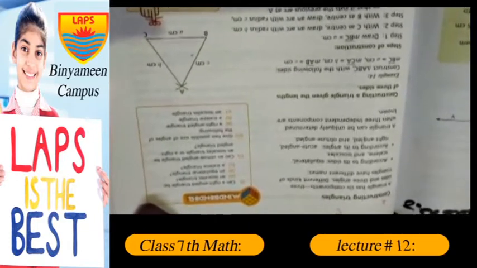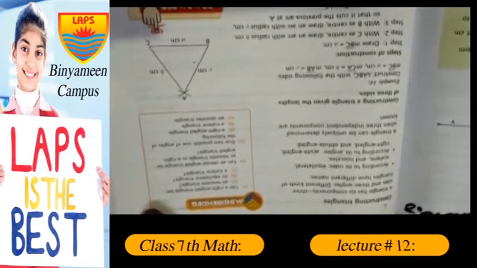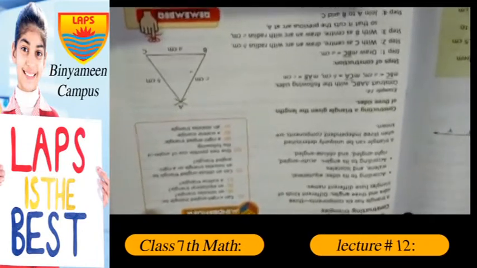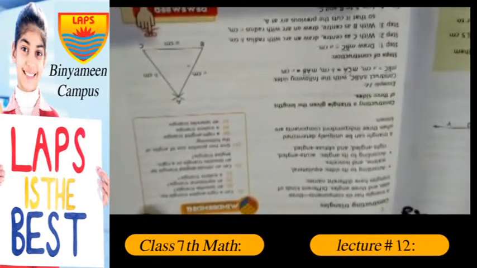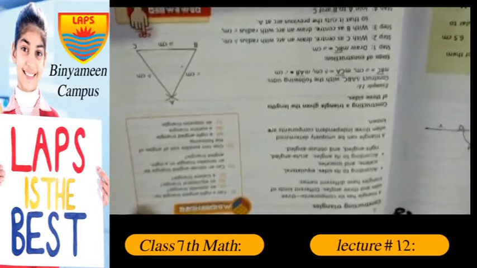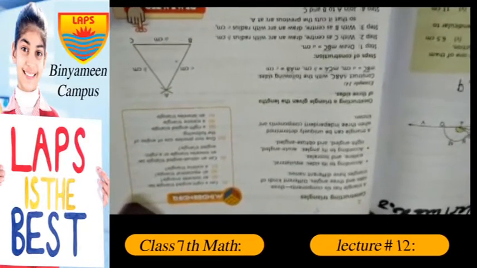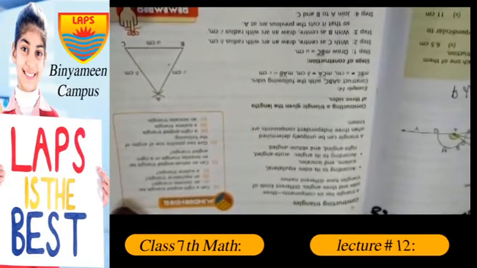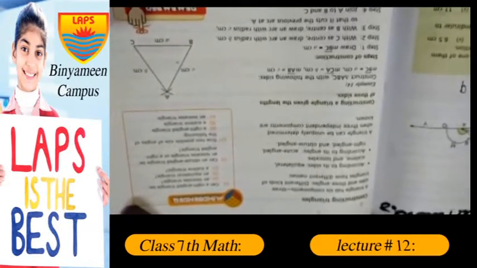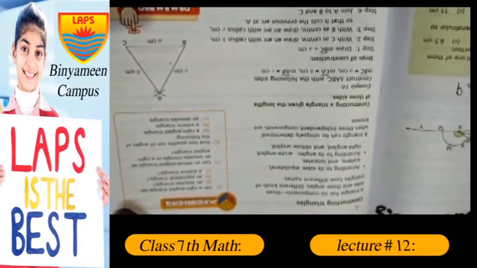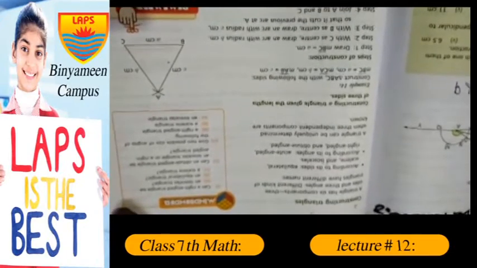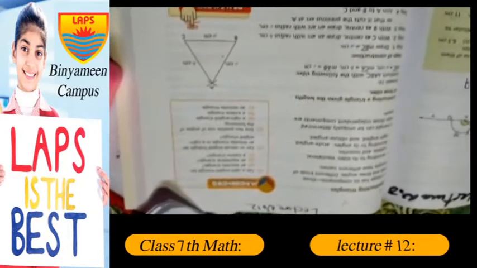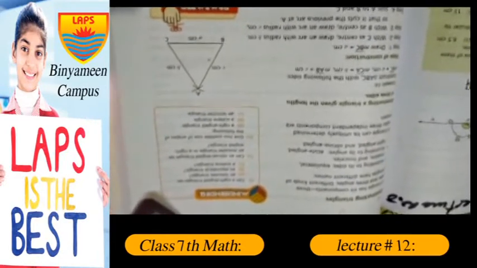Equilateral: if a triangle has 3 sides and all sides are the same, then it is called an equilateral triangle. Second, isosceles: triangles have 2 sides equal, one different.